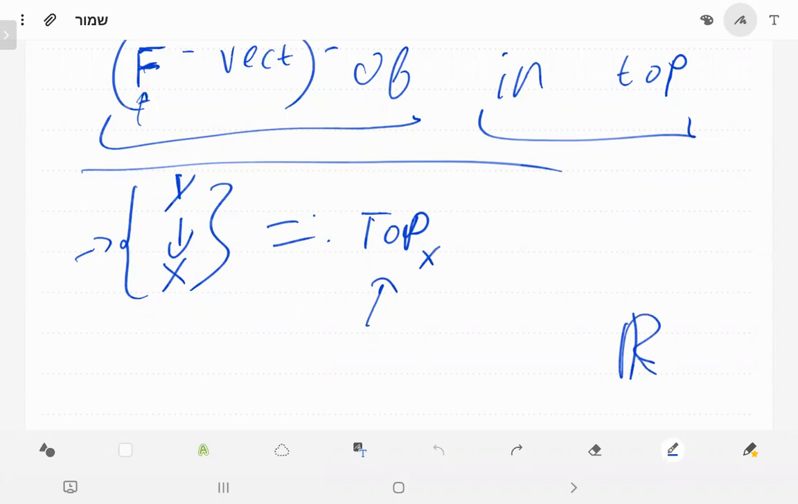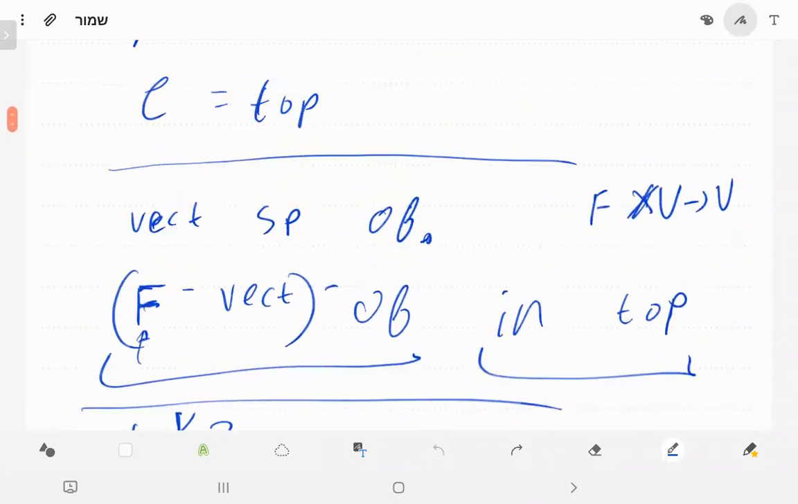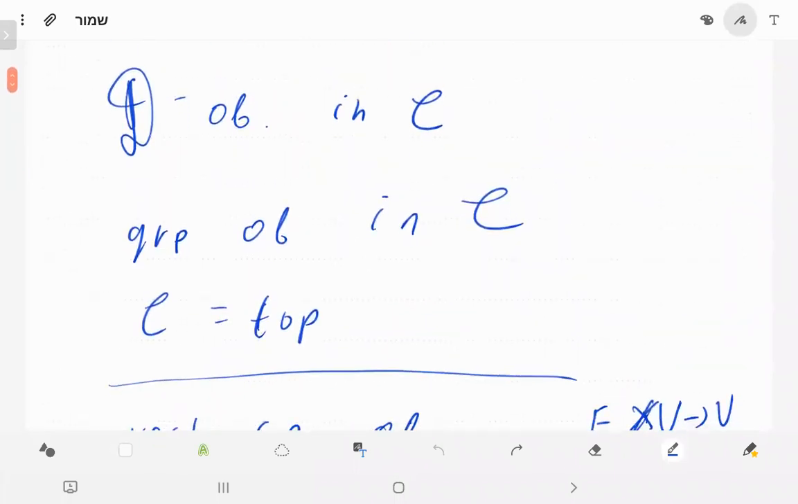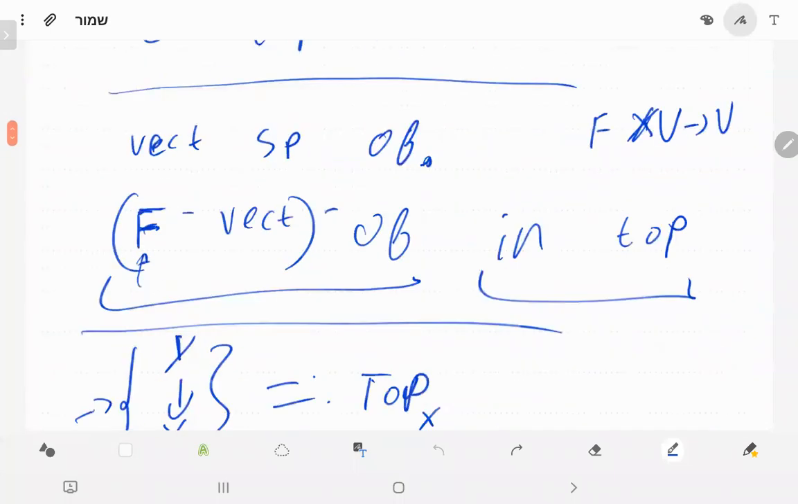In the end, we can actually get the category that we want. There are categorical ways to describe it, but they are significantly more complicated.